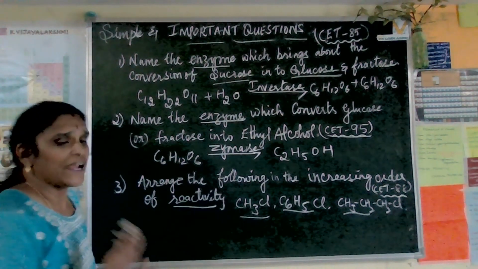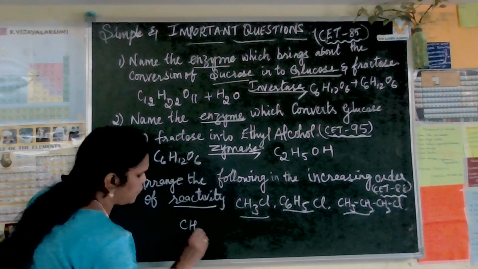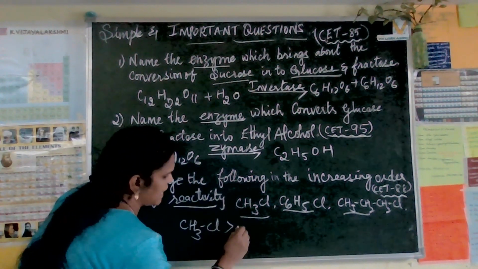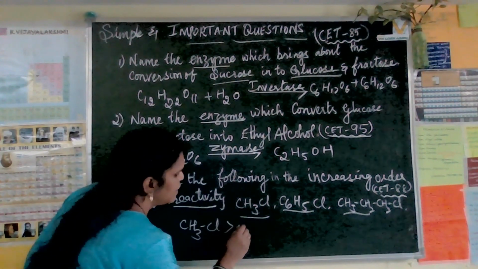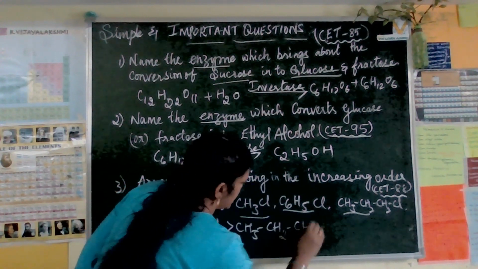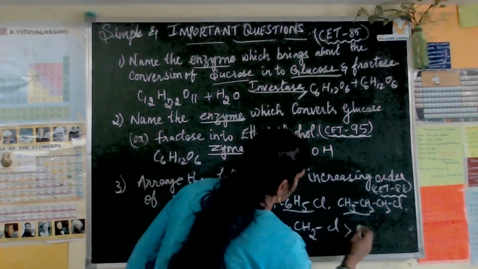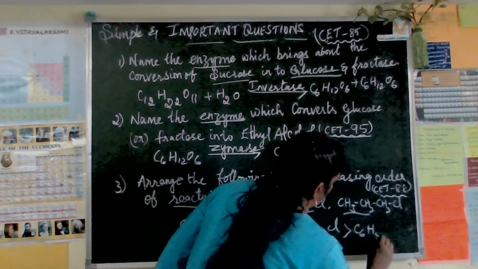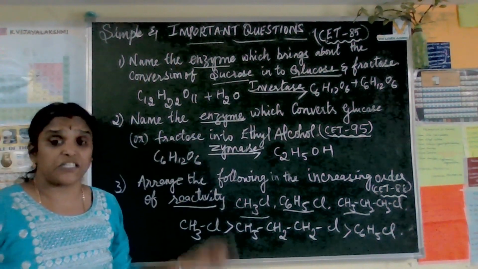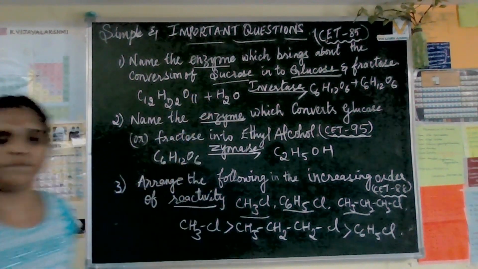Now can you write that reactivity order? Of course, methyl chloride, CH3Cl, will come first, and the second one is propyl chloride, CH3CH2CH2Cl. Then the last one is chlorobenzene, C6H5Cl. Hope you're clear. Okay, we'll go to some other important questions in today's session.